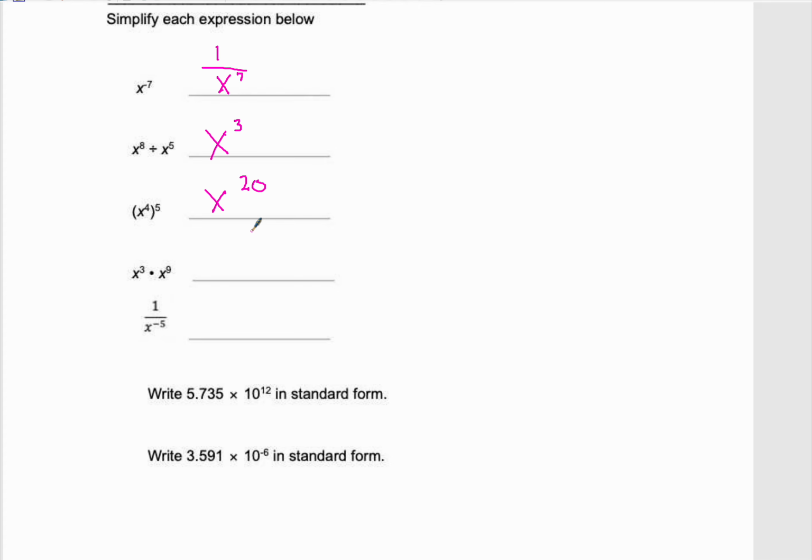The next one is product of powers. We're multiplying two bases that are the same base with different exponents. So what do we do with the exponents? Add them together. We're going to keep the base and add the exponents. X to the 12th.